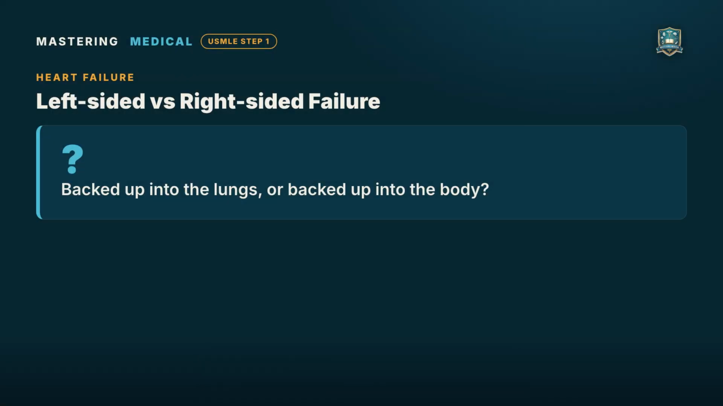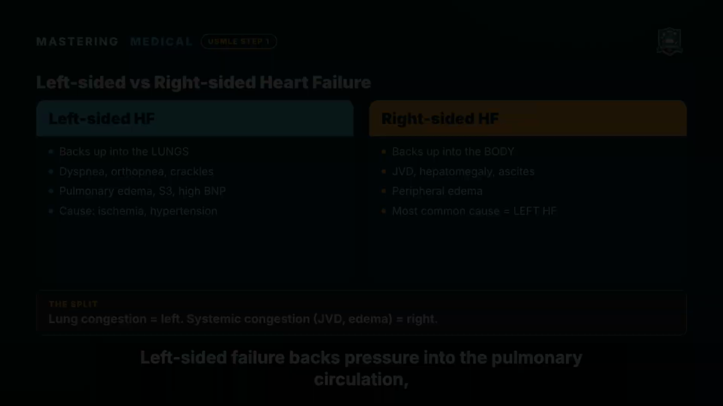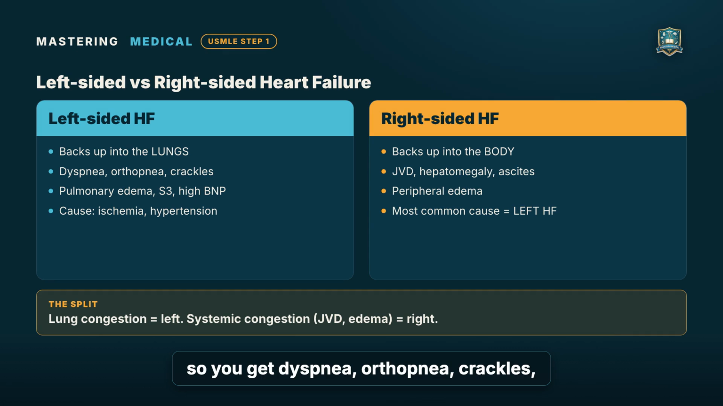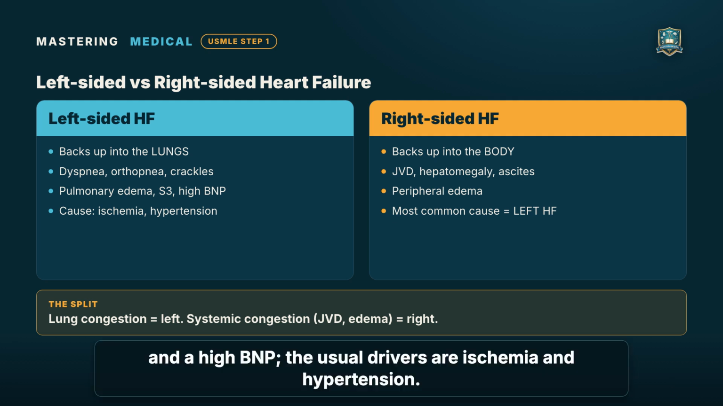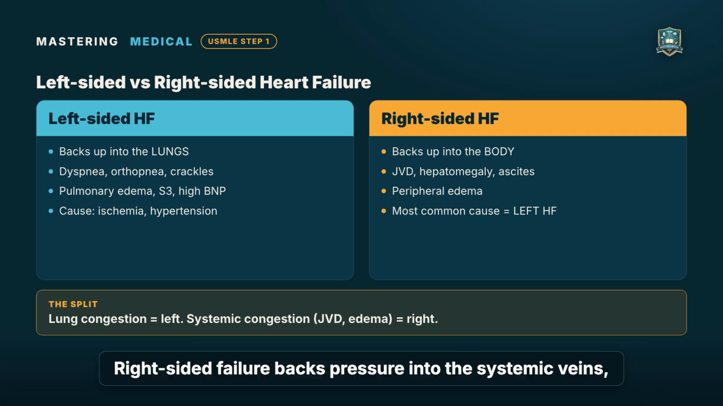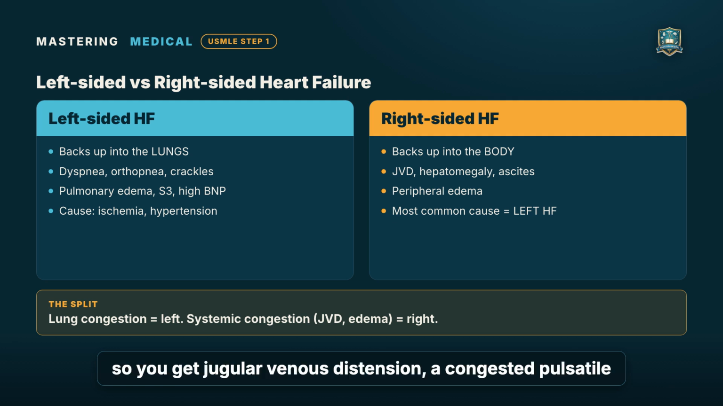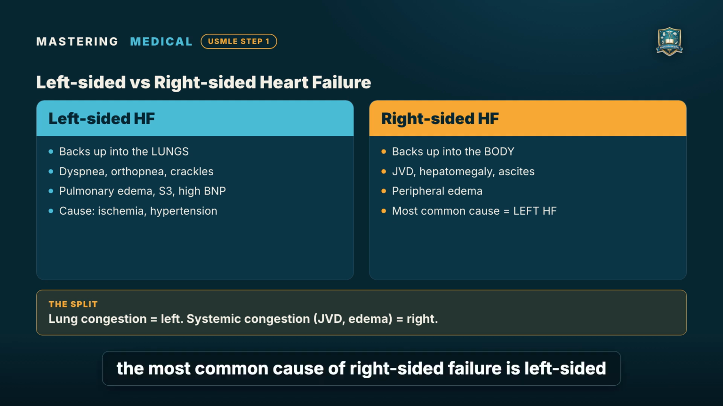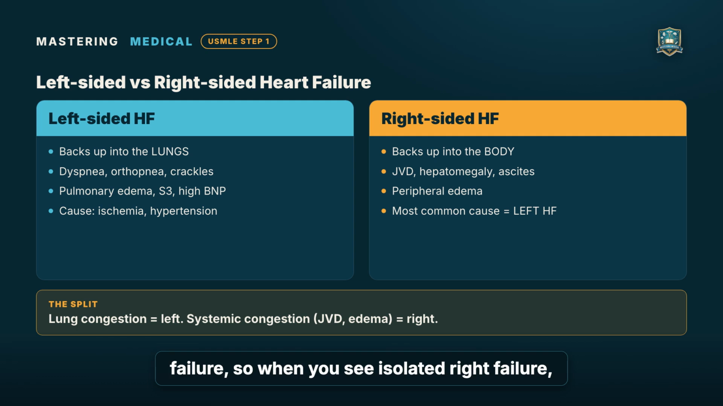Now left versus right heart failure. Picture where the blood backs up, into the lungs or into the body. Left-sided failure backs pressure into the pulmonary circulation. So you get dyspnea, orthopnea, crackles, pulmonary edema, a third heart sound, and a high BNP. The usual drivers are ischemia and hypertension. Right-sided failure backs pressure into the systemic veins, so you get jugular venous distension, a congested pulsatile liver, ascites, and peripheral edema. The key point: the most common cause of right-sided failure is left-sided failure. So when you see isolated right failure, go hunting for a lung cause like cor pulmonale. Lung congestion is left, body congestion is right.